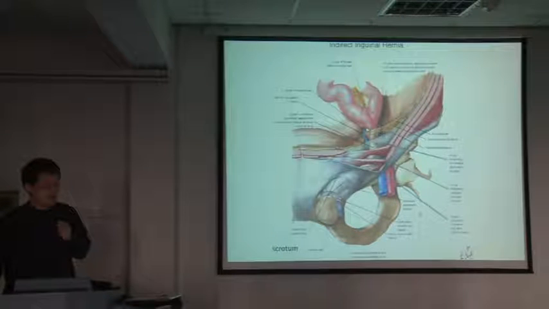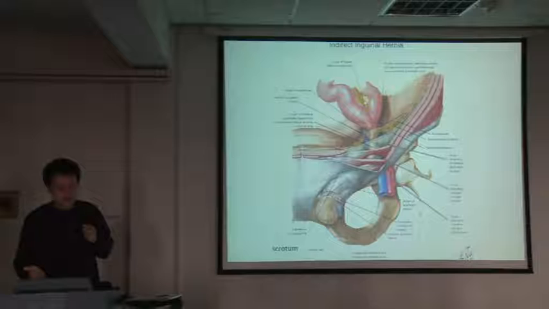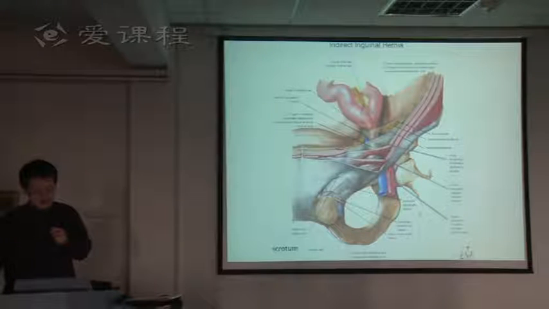We call this a reducible hernia. Another kind is irreducible hernia. Another is incarcerated hernia. And then strangulated hernia. I will discuss later. First, I just show you the anatomy.